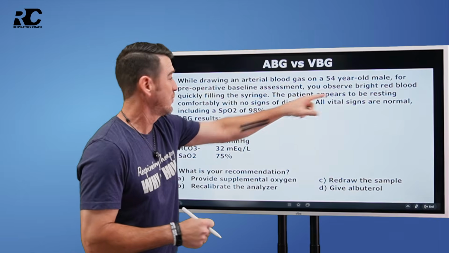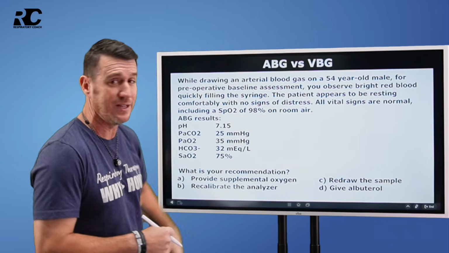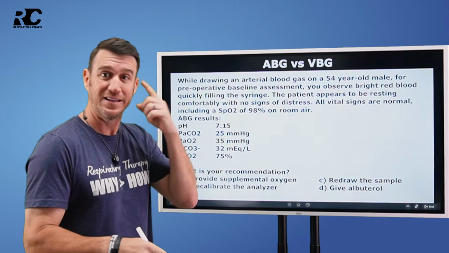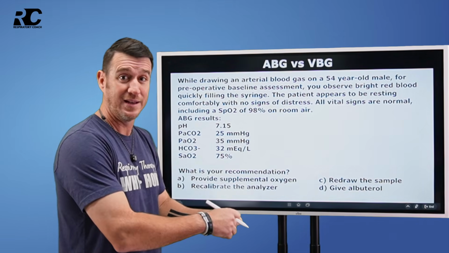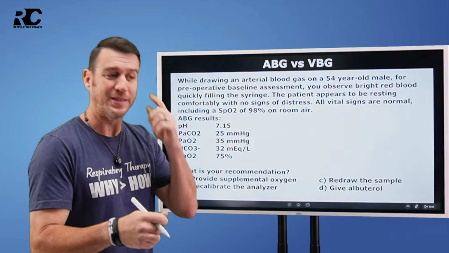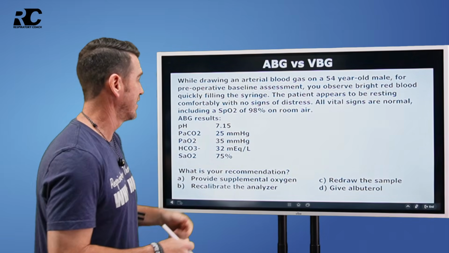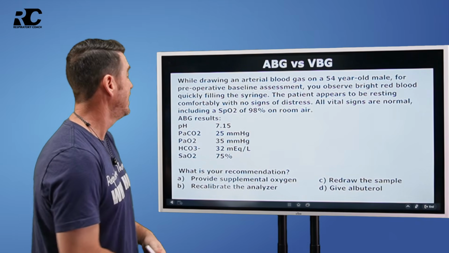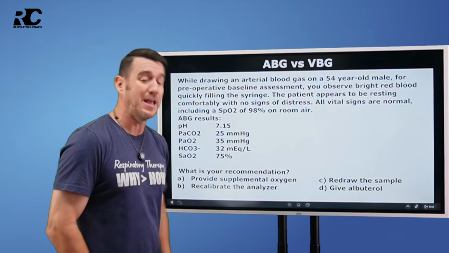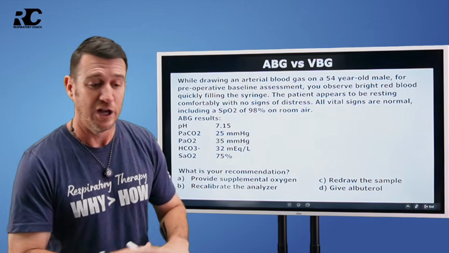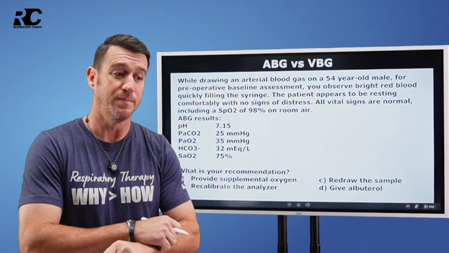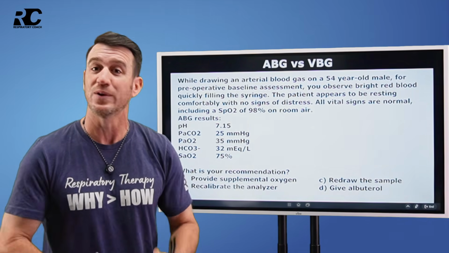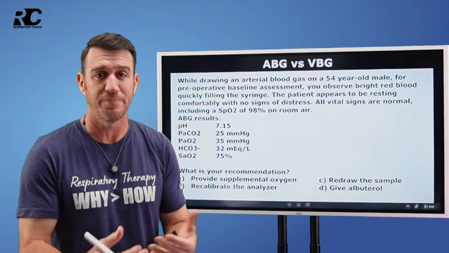You observe bright red blood quickly filling the syringe. Different. Dark red filling slow, I'm thinking venous. Now I've got bright red filling quickly. I'm thinking, okay, this is an arterial sample here, right? The patient appears to be resting comfortably, no signs of distress, all vital signs are normal, including SpO2 of 98% on room air. Again, no distress, no suspected cardiopulmonary impairments. For the reason for getting the blood gas, we're getting it to establish a preoperative baseline.